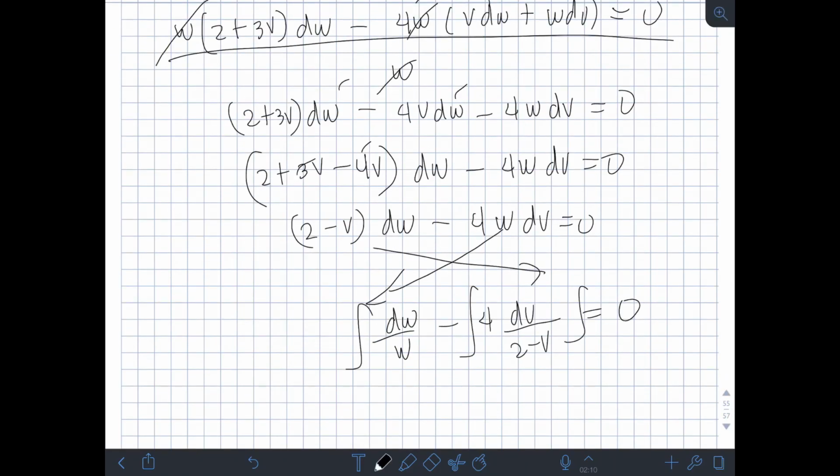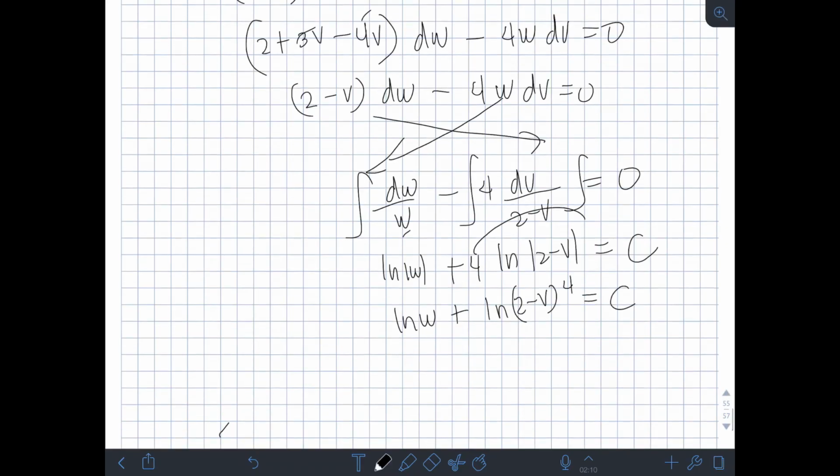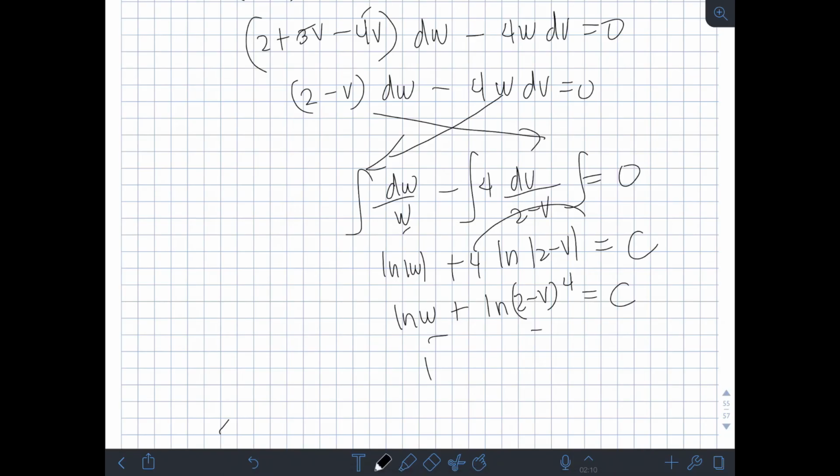So, integrate na natin both sides. So, tigil nito is ln w. Ito, negative 4. So, ln, dahil negative v, magiging negative yung tigil nga. So, may negative pa tayo. So, positive na. So, plus ln 2 minus v equals constant. So, magiging ln w plus ln 2 minus v, taas ko na lang tong 4, equals c. So, combine natin to as single logarithm. We have ln w times 2 minus v to the 4th equals c.